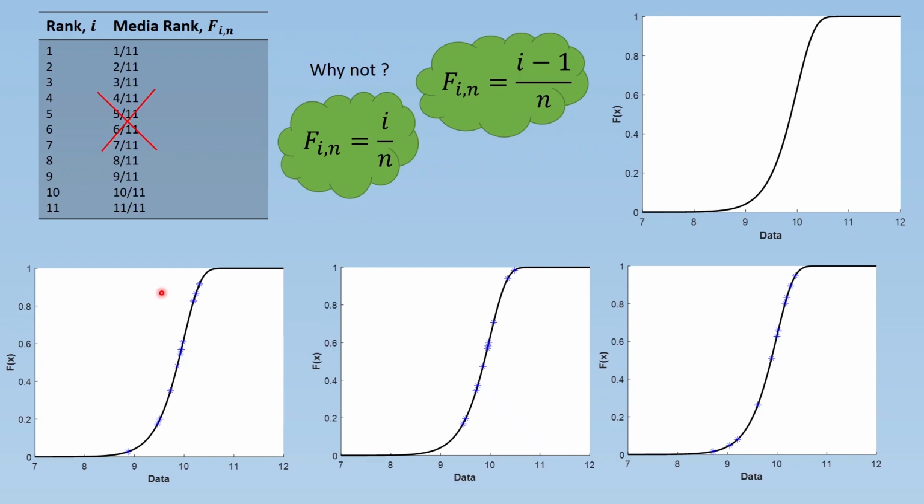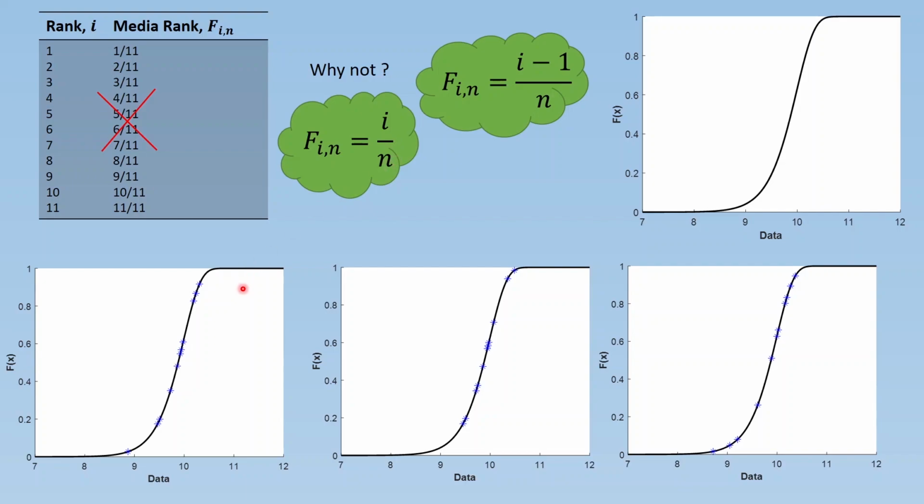Okay, at first glance, when you look at these problems, you say that I have, for example, in this case, 11 samples. So obviously I have to assign the first one 1 over 11, maybe the second one 2 over 11, and so on. So why don't we use this estimator to estimate probability of failure for each sample?